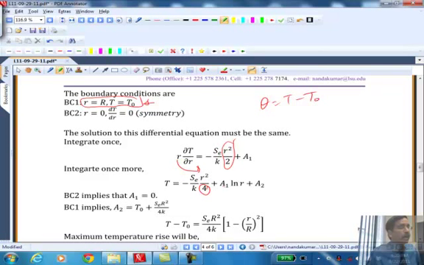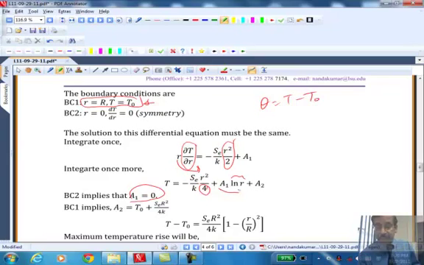And then A2, the second integration constant. For the same reason as before, at the center dT/dr is equal to 0 when r is equal to 0. So A1 is going to be equal to 0, the symmetry condition. Another way of looking at this is if I let A1 be not equal to 0, then I get into difficulty because the logarithm of 0 is minus infinity. It's not defined. So that gives you a nonsensical solution.